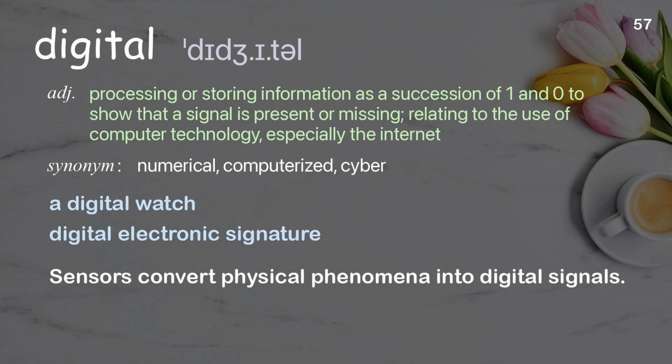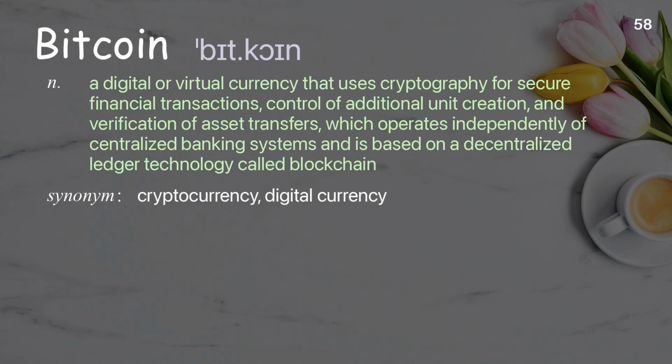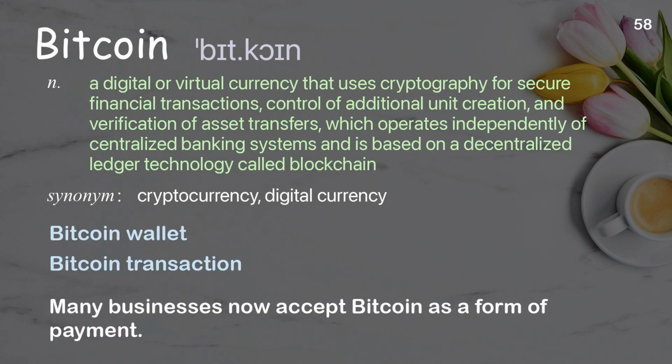Bitcoin. A digital or virtual currency that uses cryptography for secure financial transactions, control of additional unit creation, and verification of asset transfers, which operates independently of centralized banking systems and is based on a decentralized ledger technology called blockchain. Examples: Bitcoin wallet, Bitcoin transaction. Many businesses now accept Bitcoin as a form of payment.